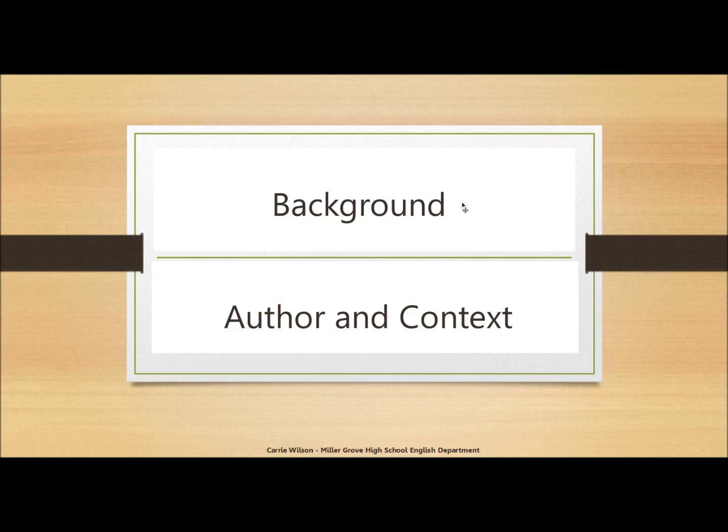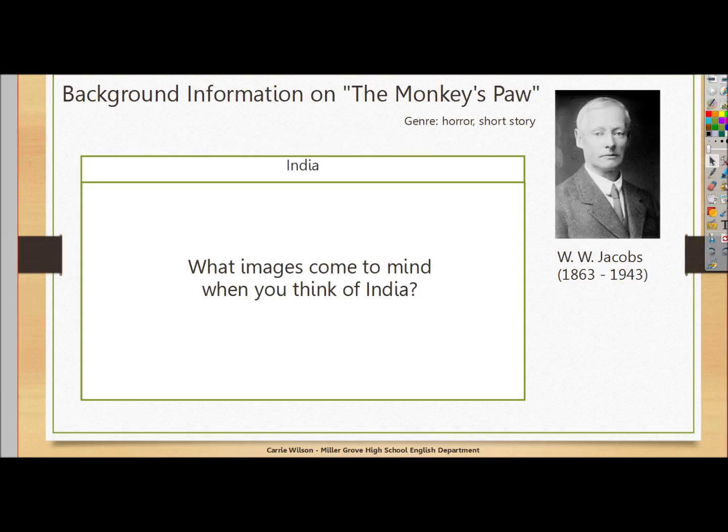Let's take a moment to consider the background of the story, the author, and the context. The Monkey's Paw was written by W. W. Jacobs at right around the turn of the century. The story doesn't take place in India, but it involves a talisman that comes from India.